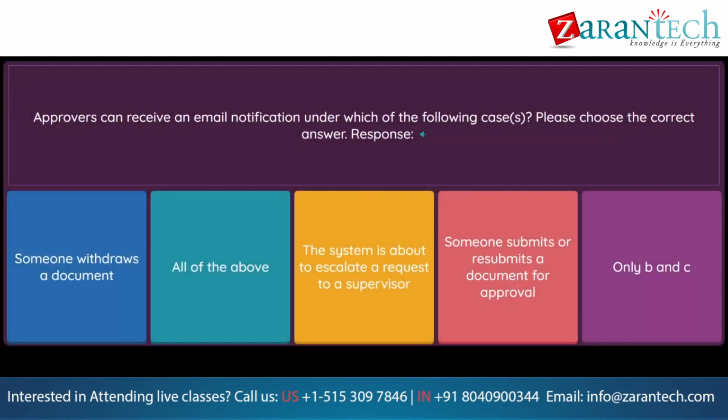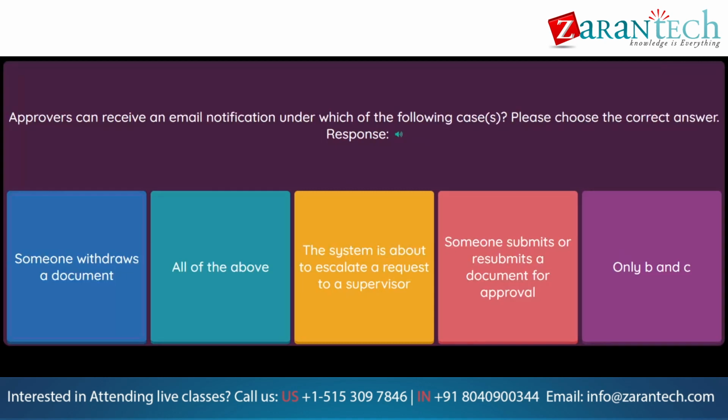Question: approvers can receive an email notification under which of the following cases? Please choose the correct answer. Response: Option 1, someone withdraws a document. Option 2, all of the above. Option 3, the system is about to escalate a request to a supervisor. Option 4, someone submits or resubmits a document for approval. Option 5, only B and C.